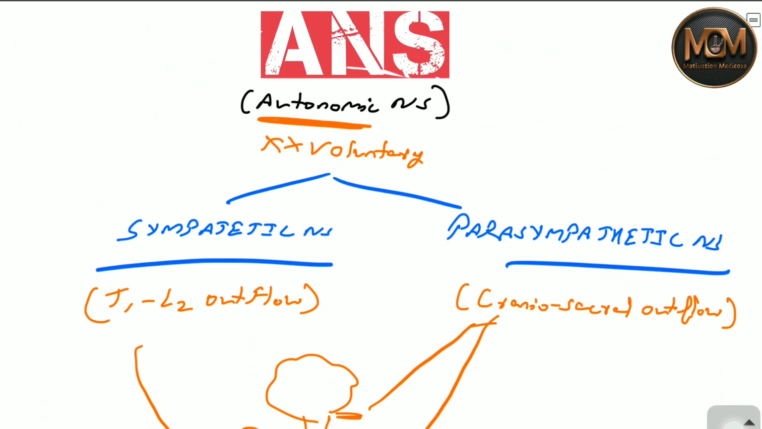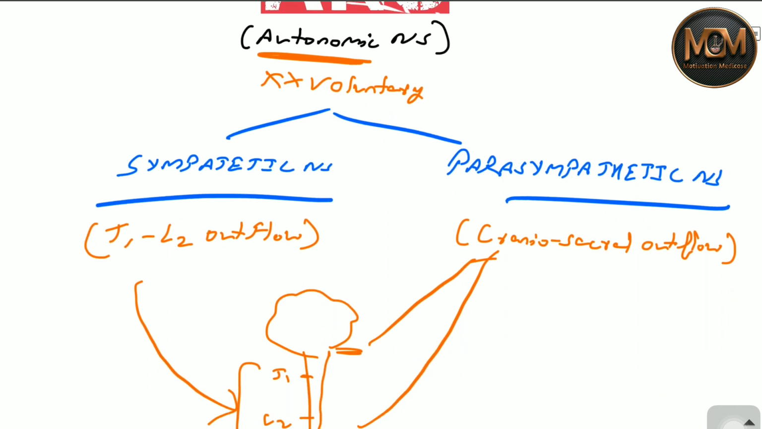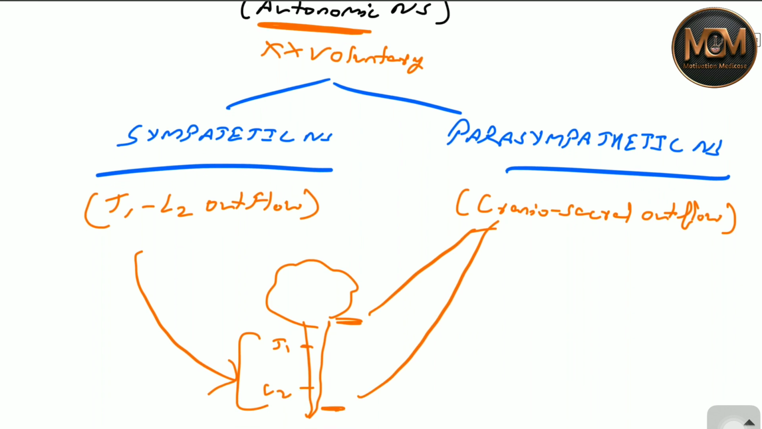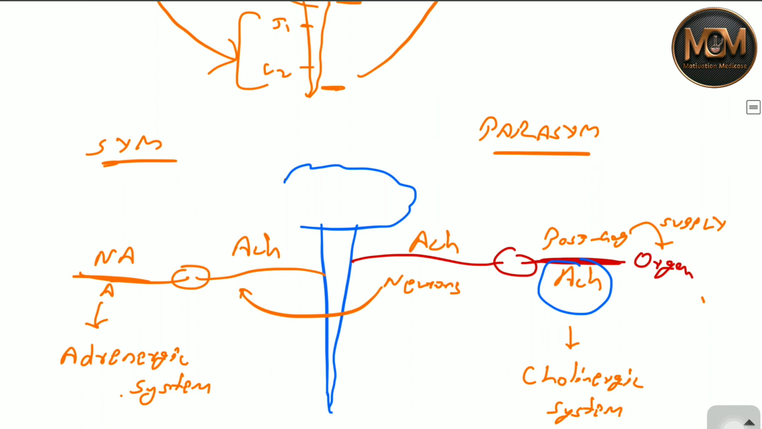Let's recapitulate what we have studied. ANS is autonomic, which means it does not work by the voluntary system. It is of two types, sympathetic and parasympathetic. I have told you that the parasympathetic is basically craniosacral, and the sympathetic is thoracolumbar. In the sympathetic system, the ganglion is closer to the spinal cord, so the preganglionic fiber will be small and the postganglionic will be large. The opposite is true for the parasympathetic.